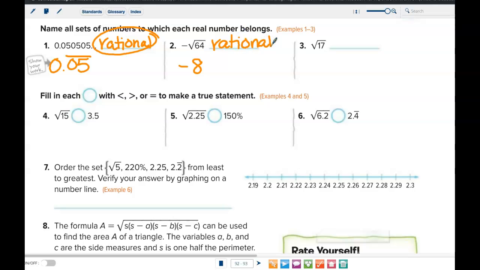It is also an integer because it is a negative whole number. But it is not a whole number because it is not 0 or positive. So the most specific we would say is an integer.